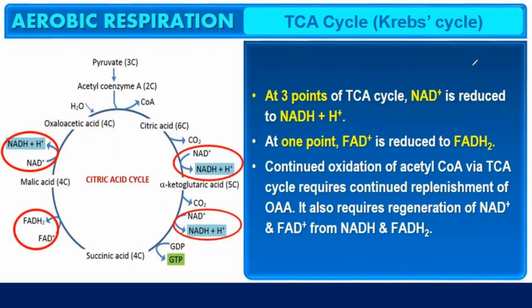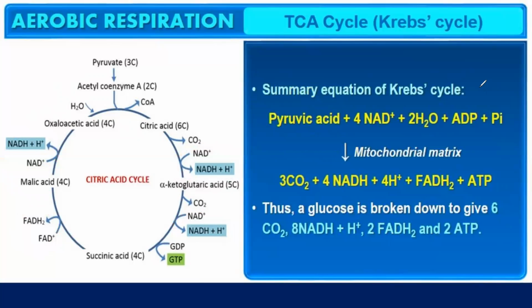At 3 points of the TCA cycle, NAD plus is reduced to NADH plus H plus. At one point, FAD plus is reduced to give FADH2. Continued oxidation of acetyl-CoA via the TCA cycle requires continued replenishment of oxaloacetic acid. It also requires regeneration of NAD plus and FAD plus from NADH and FADH2.